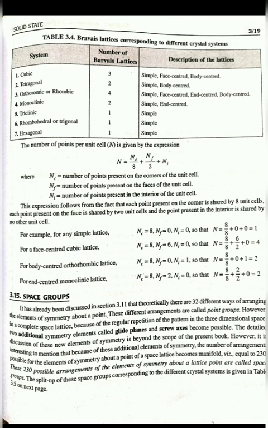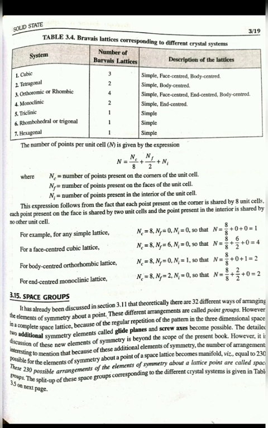Description: simple. The number of points per unit cell n is given by the expression n = nc/8 + nf/2 + ni, where nc is the number of points present on the corners of the unit cell, nf is the number of points present on the faces of the unit cell, and ni is the number of points present in the interior of the unit cell. This expression follows from the fact that each point present on the corner is shared by 8 unit cells, each point present on the face is shared by 2 unit cells, and the point present in the interior is shared by no other unit cell.